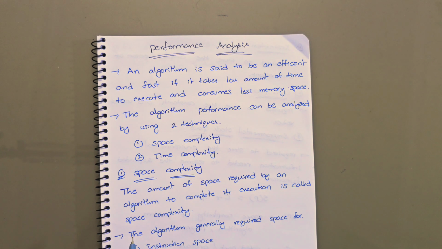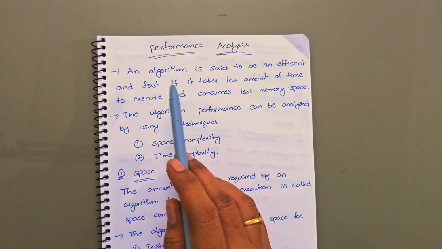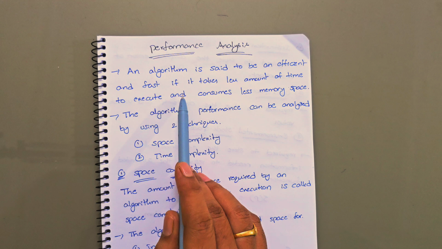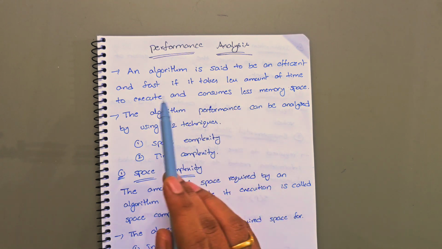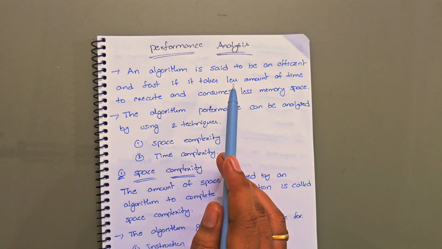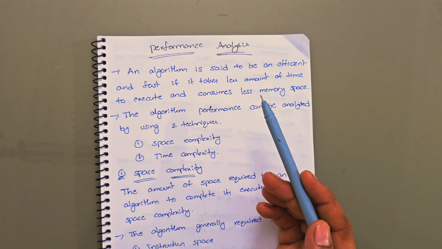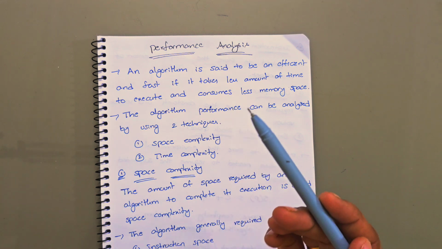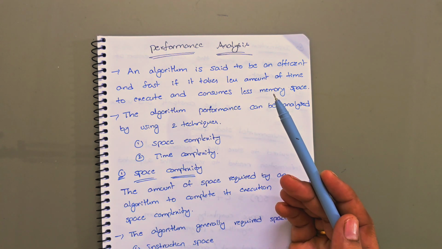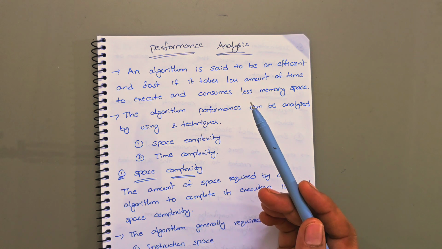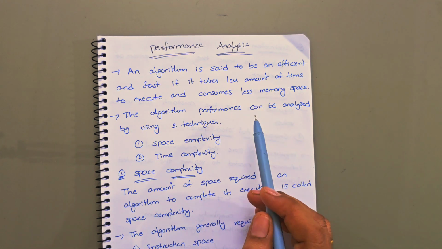Now we will see what is performance analysis. An algorithm is said to be efficient and fast if it takes less time to execute and consumes less memory space. So when we say an algorithm is the best algorithm, it means the algorithm takes the minimum amount of time and less space for its execution. That algorithm we will consider as the best algorithm.